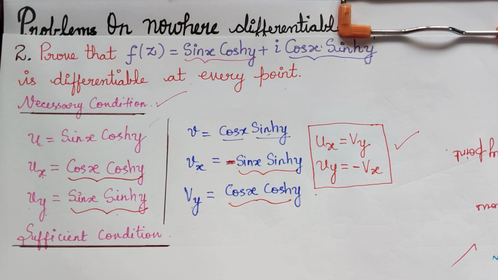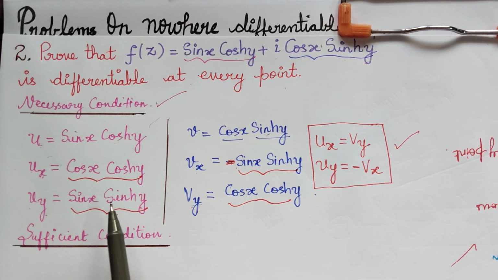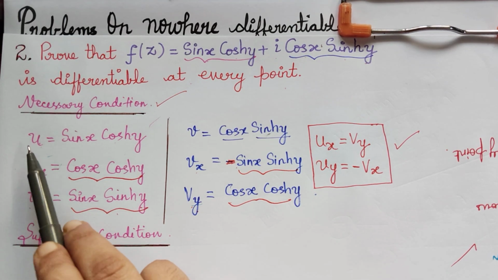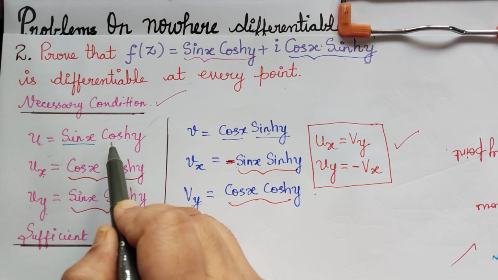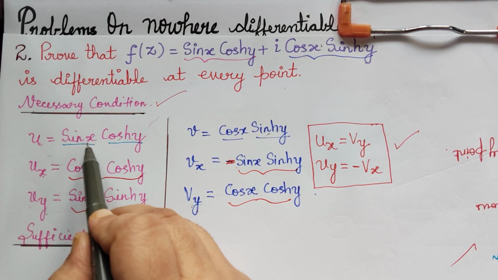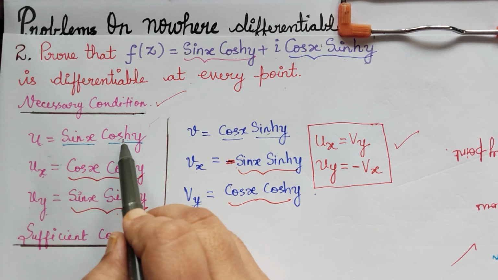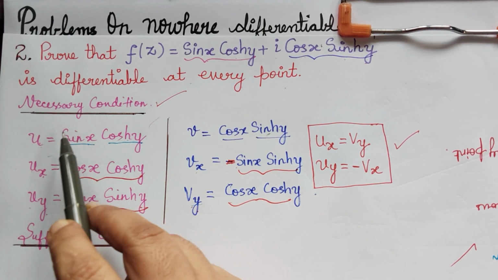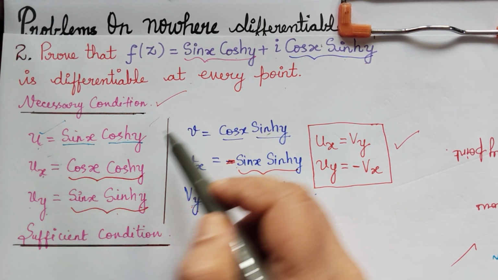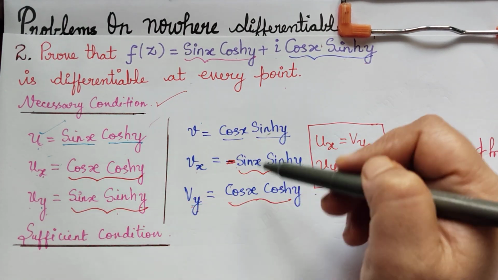Next we will check for the sufficient condition. So for the sufficient condition, we have to show that u, v and their first order partial derivatives are all continuous at every point. Now we see that u is a product of two functions, where one of the functions is trigonometric and the other one is hyperbolic. We know that trigonometric functions are all continuous, and we also know that the hyperbolic functions are continuous. And we also know that the product of two continuous functions is continuous, and hence u becomes continuous. In the same way, v, ux, uy, vx, vy all become continuous.